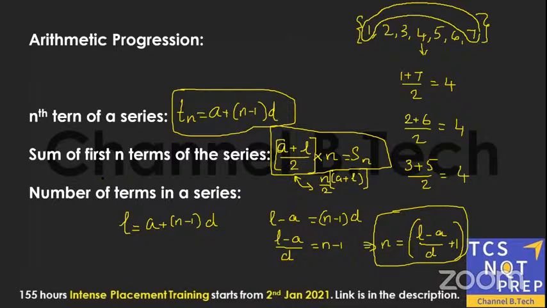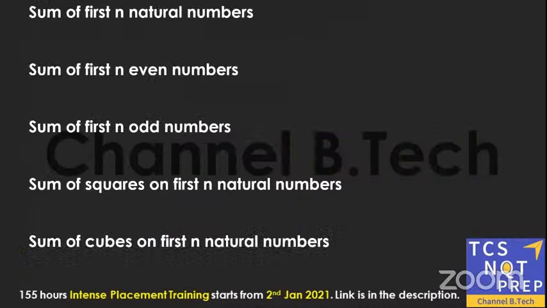Now, apart from this, in progressions, sequence and series, you will also be asked for a few other pieces of information, like the sum of n natural numbers. See, first n natural numbers. What is the set of natural numbers? 1, 2, 3. Starting from 1, it goes up to infinity, right? So these are natural numbers.